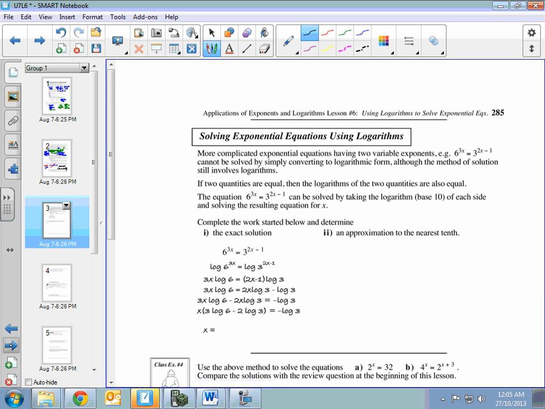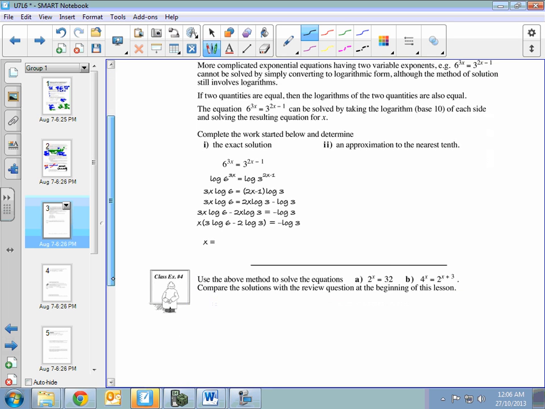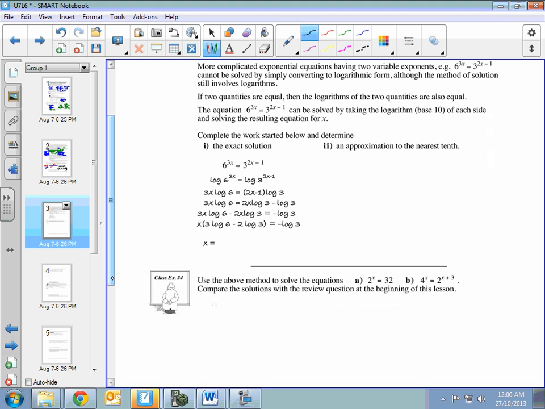So the equation 6 to the 3x equals 3 to the 2x minus 1 can be solved by taking the logarithm base 10 of each side, solving the resulting equation for x. So complete the work started below and determine the exact solution. So we'll do the exact solution first. So I have both equations. So at first I'm taking the logarithm of 6 to the 3x.